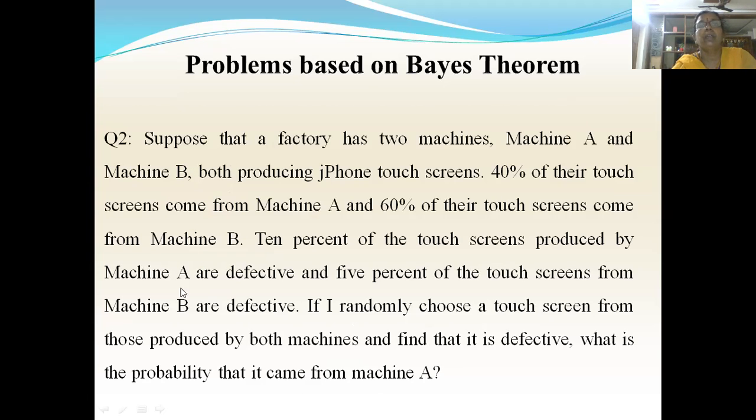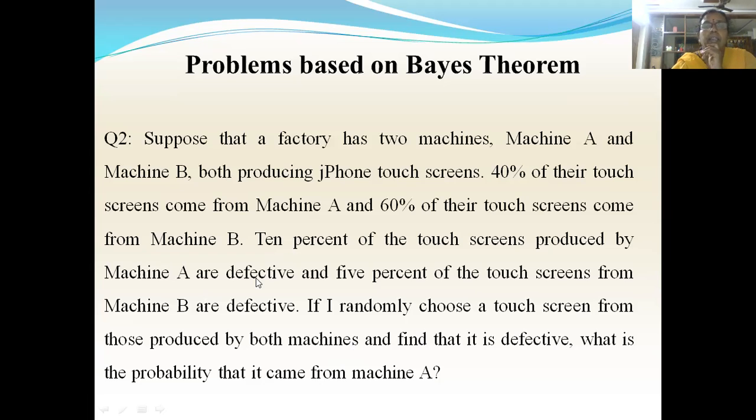Similarly, another problem, the second problem. Suppose that a factory has two machines, machine A and machine B, both producing JFone touchscreens. 40% of the touchscreens come from machine A, 60% come from machine B. 10% of the touchscreens produced by machine A are defective, and 5% of the touchscreens from machine B are defective. If I randomly select a touchscreen from those produced by both machines and find that it is defective, what is the probability that it came from machine A? So here also three events are given to you: touchscreens manufactured by machine A, by machine B, and the third one, a defective touchscreen.